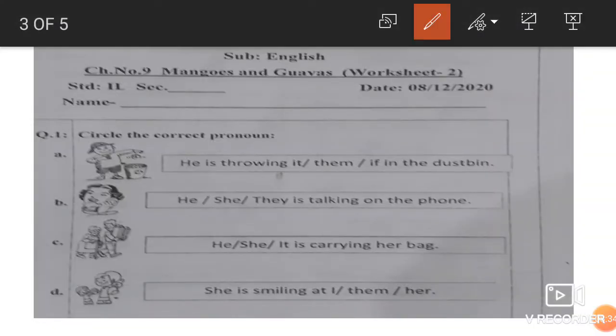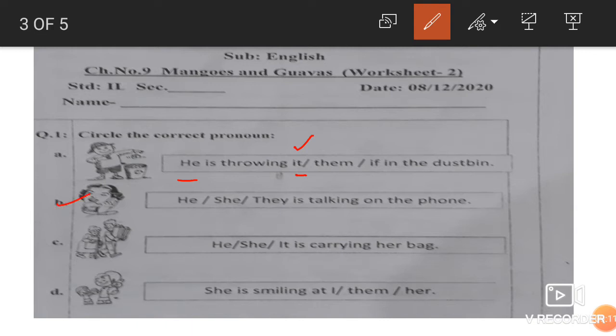Now first one. Here you have to observe the picture very carefully. Here he is a boy. That is why he. Now he is throwing rubbish in the dustbin. He is throwing something away. So you have to select the correct pronoun. He is throwing it, or he is throwing them? He is throwing it in the dustbin. This is the correct form of the pronoun we have to select. It. Them will not come, beta. It. Talking about a thing.